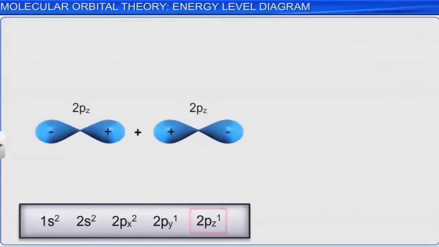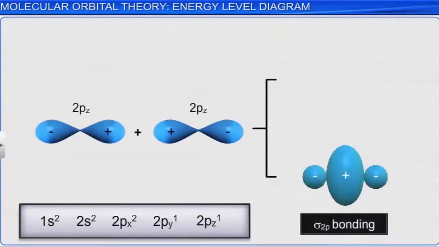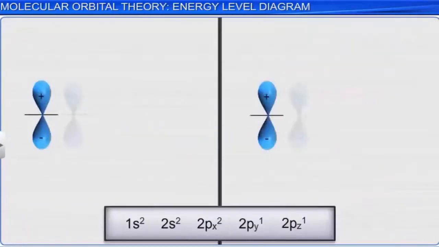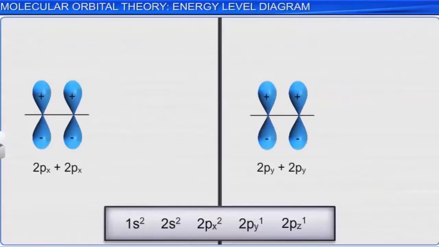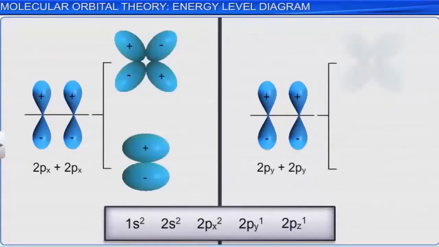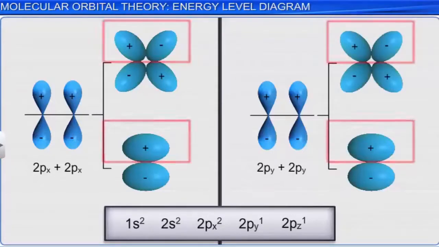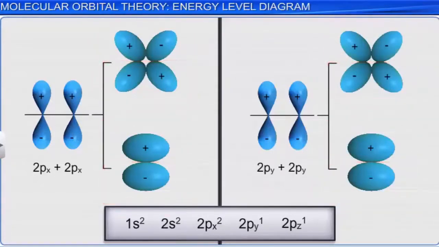Two 2pz orbitals combine head-on to form sigma 2p bonding and sigma star 2p anti-bonding molecular orbitals. However, the two 2px and 2py orbitals combine sideways to form a p orbital shaped bond with the electrons concentrated either above or below the bond axis. Hence, these molecular orbitals are called pi orbitals.